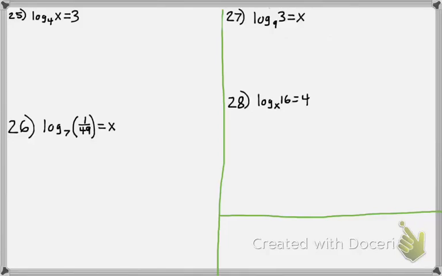For 25 through 28, they want us to use the definition of the logarithmic function to find x. So we're still transforming these ones. If I transform number 25, I have 4 cubed is equal to x. So 4 cubed, this will be 64. So x is equal to 64.